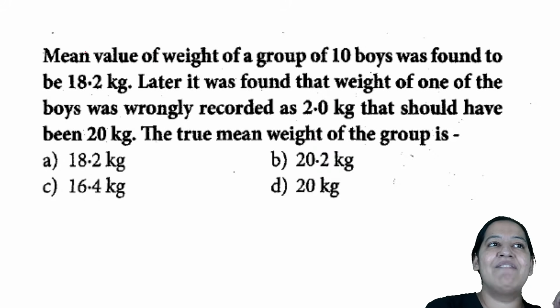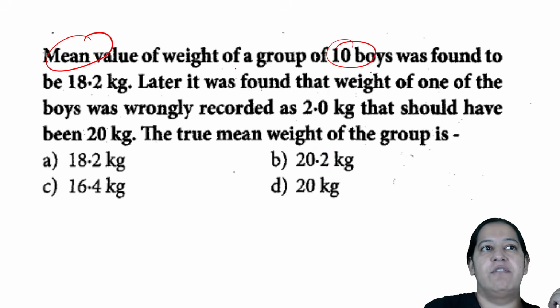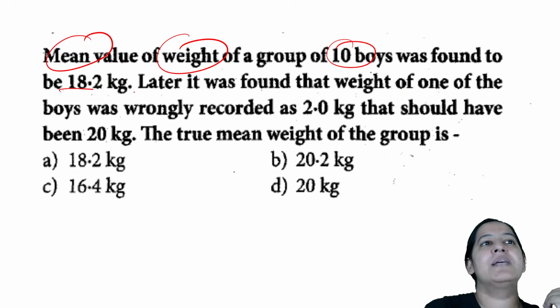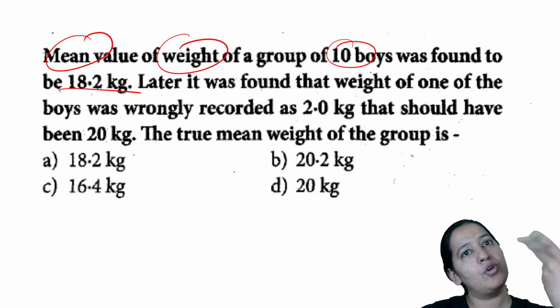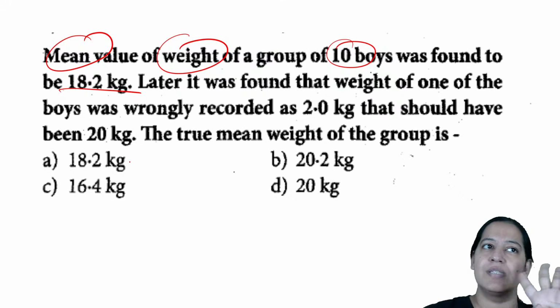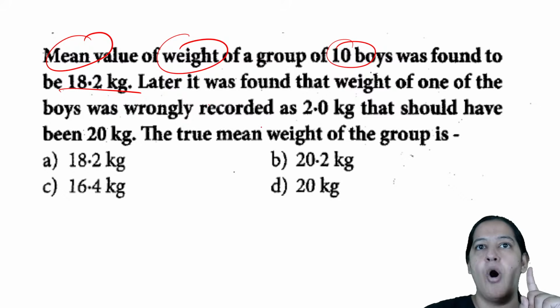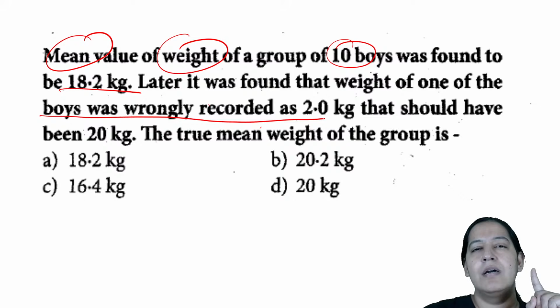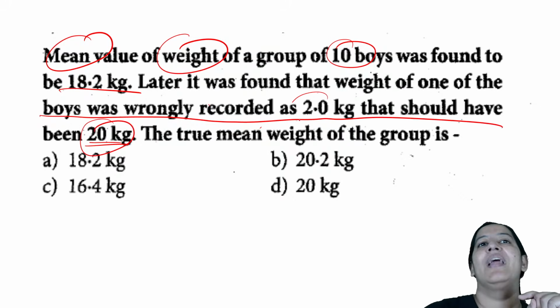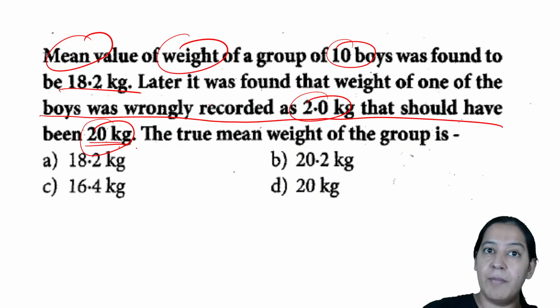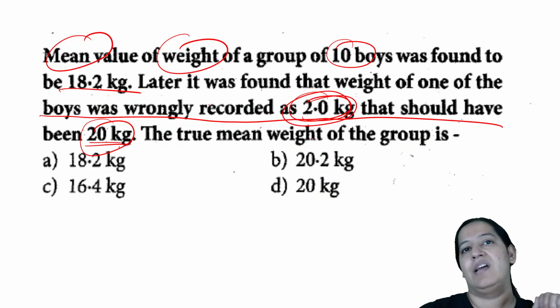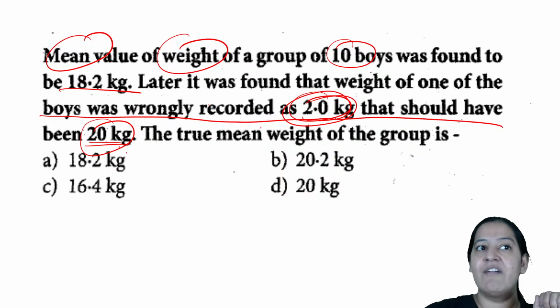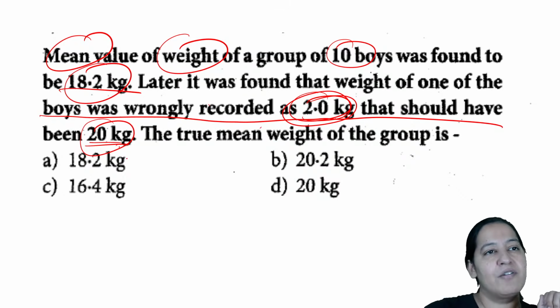The mean value of the weight of 10 boys is taken and the mean is 18.2. Mean of all those is already given to you, 18.2. Later on, it was found there was a mistake. One of the boys was wrongly recorded as 2 kg. That should have been 20. 20 की जगह पे हमने 2 ले लिया. 20 होना चाहिए था, मतलब 18 और होना चाहिए, हमने 2 ले लिया उसकी जगह. In that case we have calculated the mean, it is 18.2. But what is the actual mean?